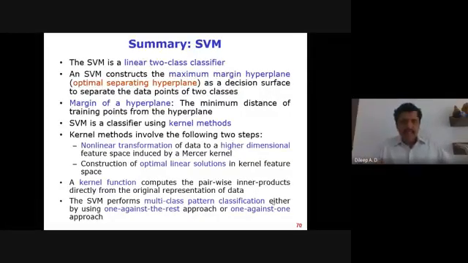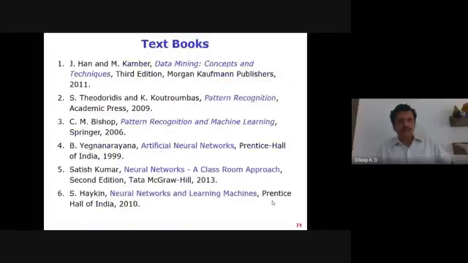And these are some of the list of textbooks. I will give this lecture material to the organizers. They may share it with you. Most of the techniques which I have discussed are taken from these textbooks. Okay, so this I conclude my session.